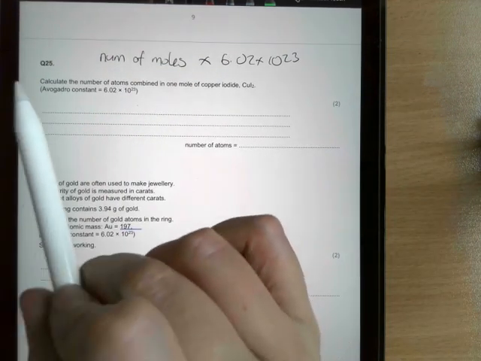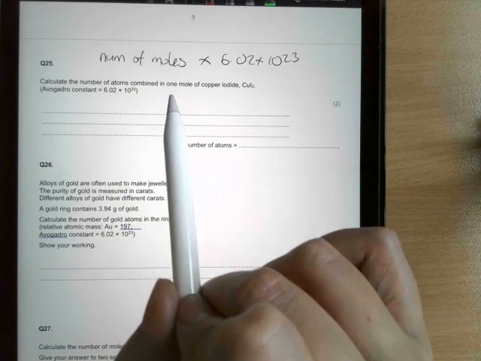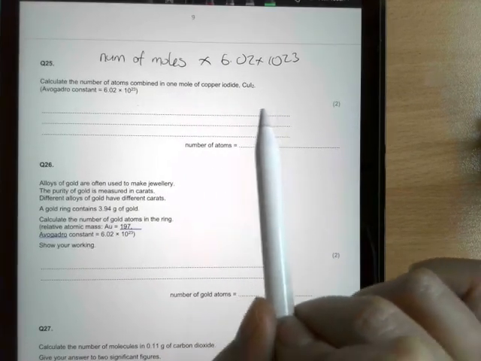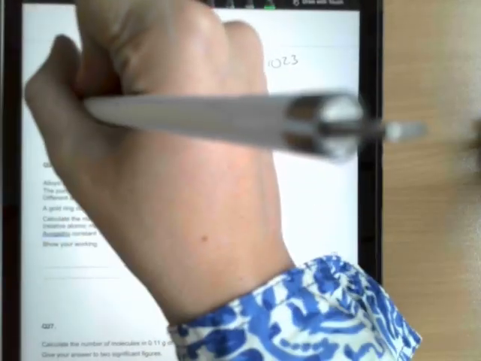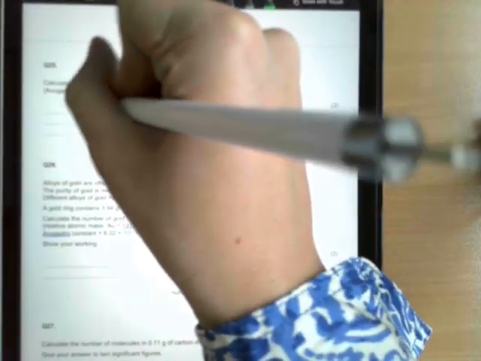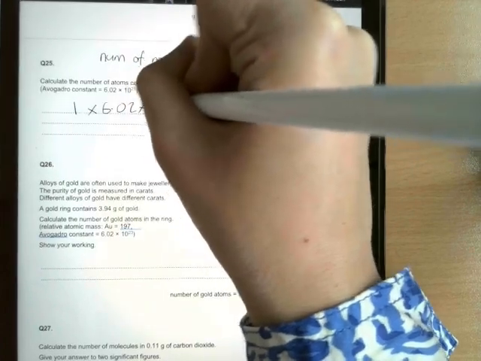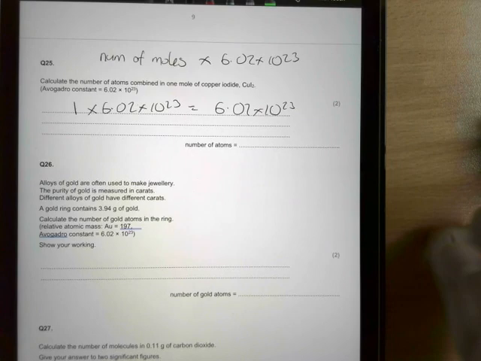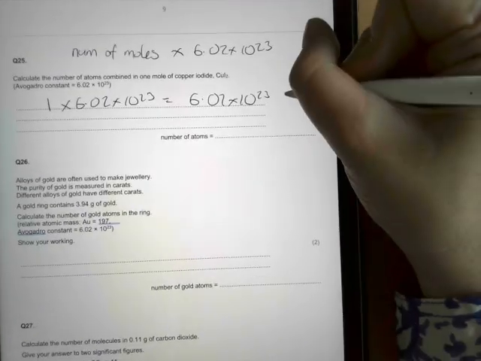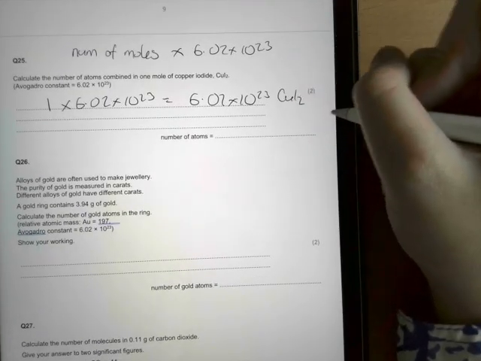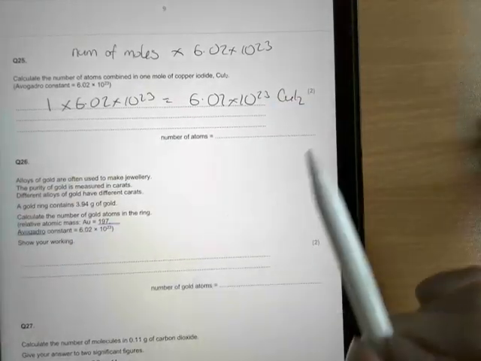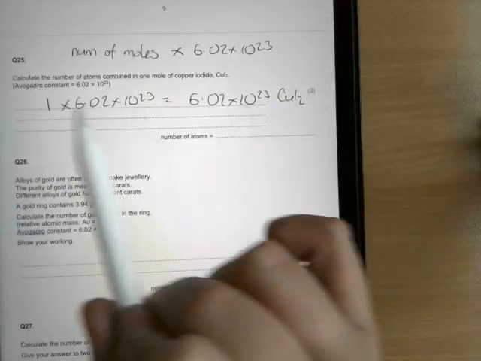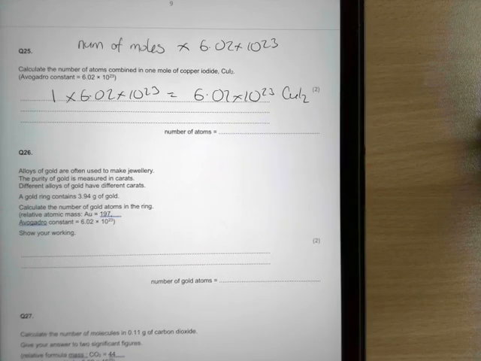All right, so the first question here says calculate the number of atoms combined in 1 mole of copper iodide. Okay, 1 mole, my number of moles is 1. Mole represents this number. No, you don't technically need to write this out, but that tells me that this is the number of CuI2s that I have in total. But they don't want to know how many CuI2s I have, they want to know how many atoms. So this is the same as cakes and sprinkles. You now know how many cakes you've got, but how many sprinkles do you have in total?